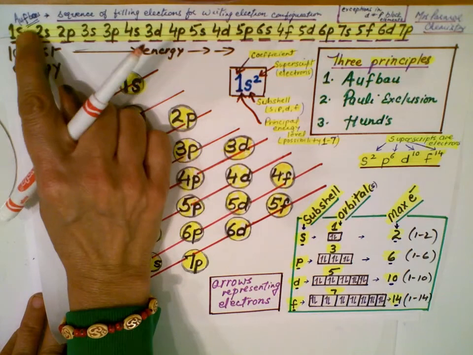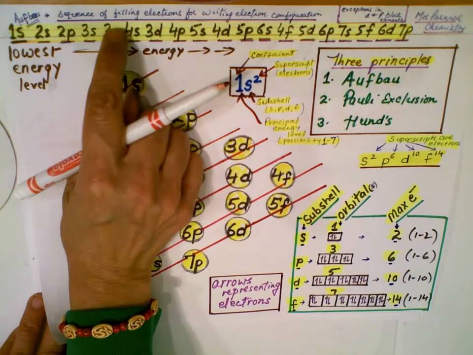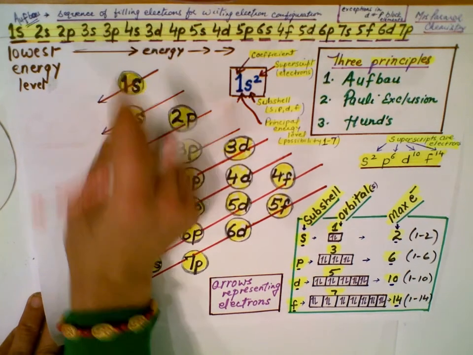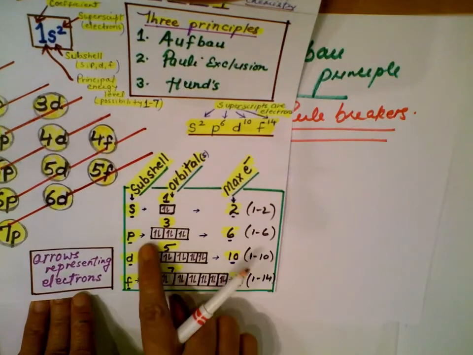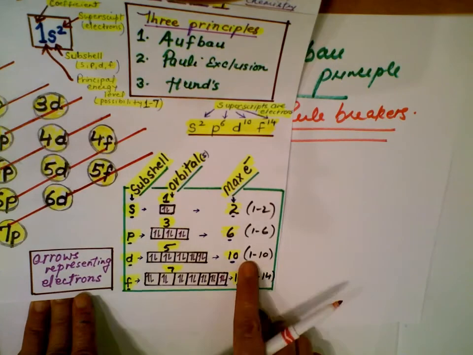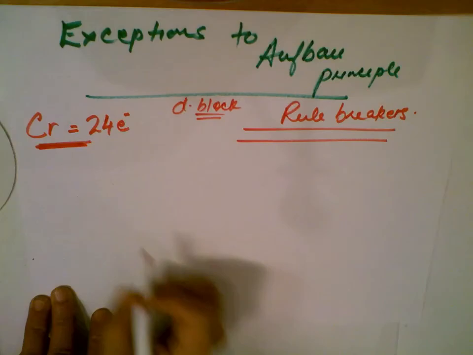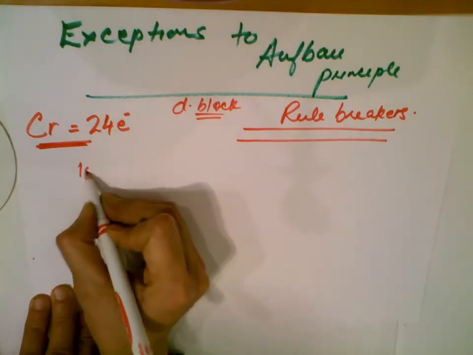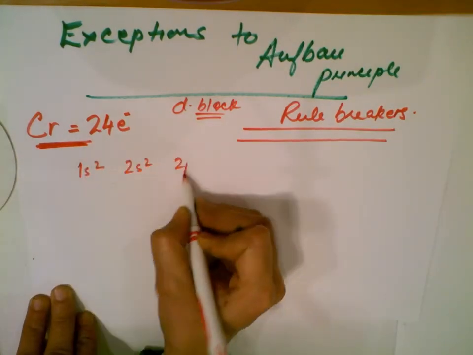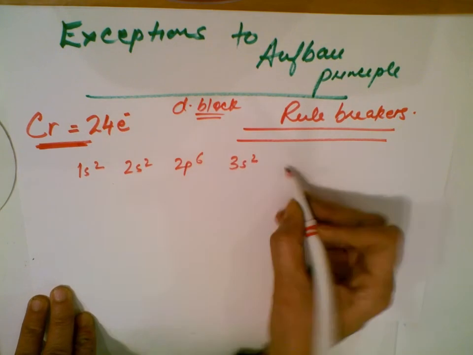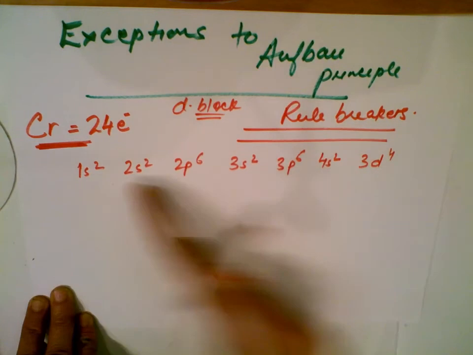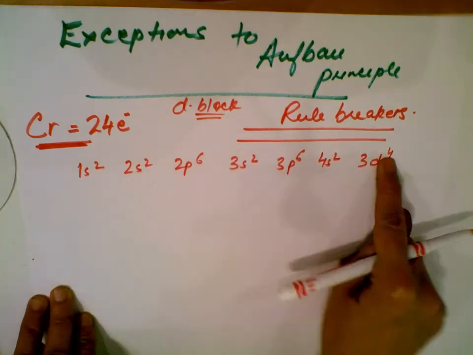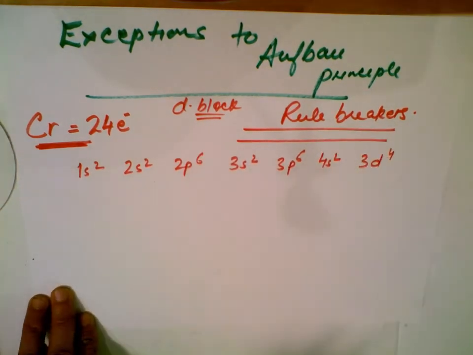So you're going to start from here. You're going to write the superscripts at the top. You know the rule for superscripts: S cannot have more than 2, P cannot have more than 6, D can't have more than 10, F can't have more than 14. Just remember that rule. So you're going to write 1s2, 2s2, 2p6, 3s2, 3p6, 4s2, 3d4. Now add all these and they are going to add up to 24 electrons.